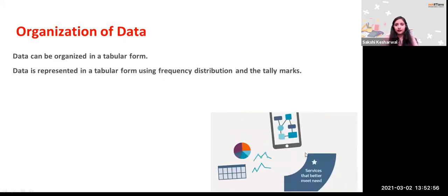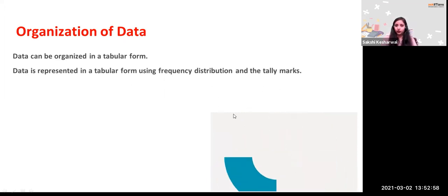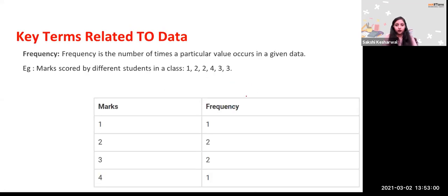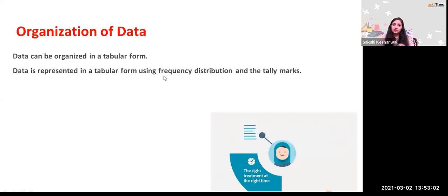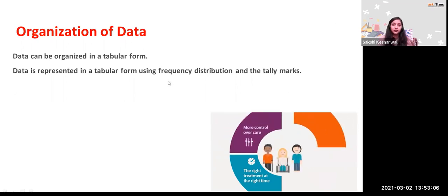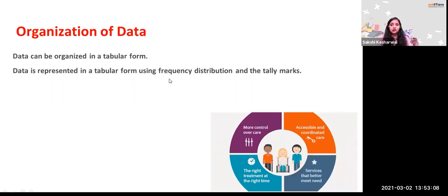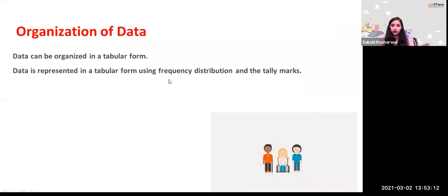I cannot write because there's a GIF file working, so my pen will not work. So this is frequency distribution and tally marks. You will be learning what a frequency distribution and tally marks are this year, and the same things go on till class 11. So please try to understand everything.